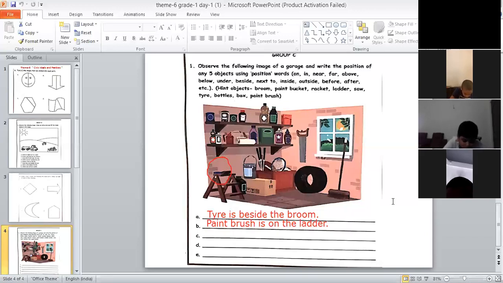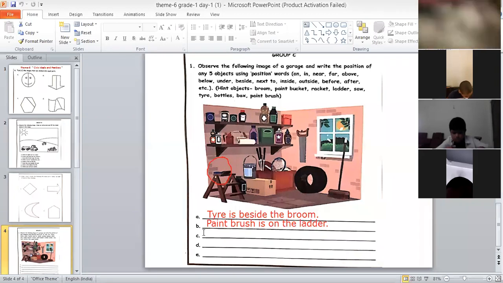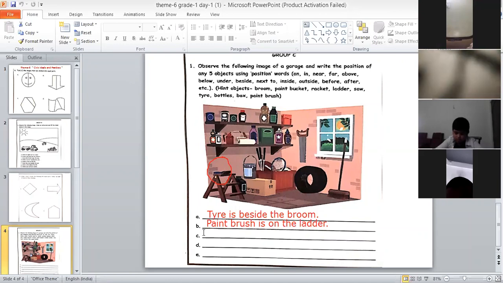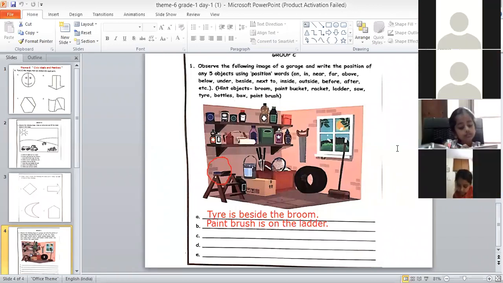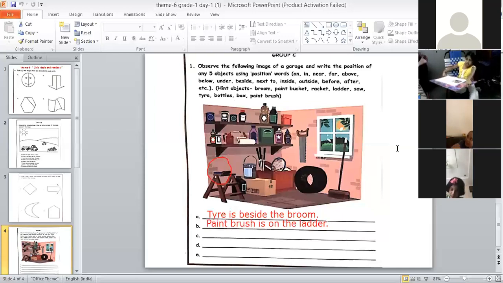Bhavashrit, please unmute yourself. Yes, ma'am. Bhavashrit, now use any one of the objects and tell me any other sentence. Try. So many objects are there. You can use any one of them. Racket is there. You can use racket.